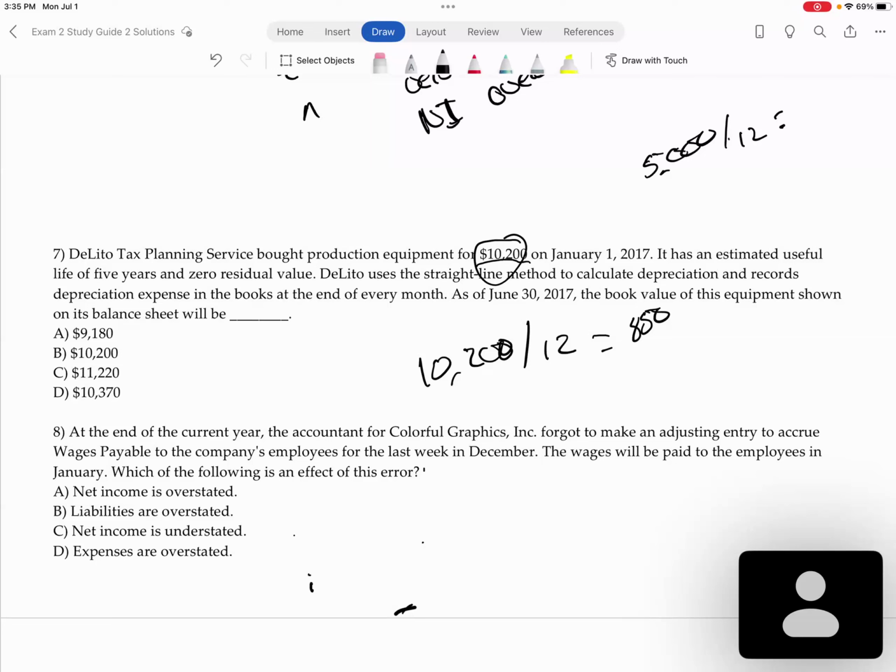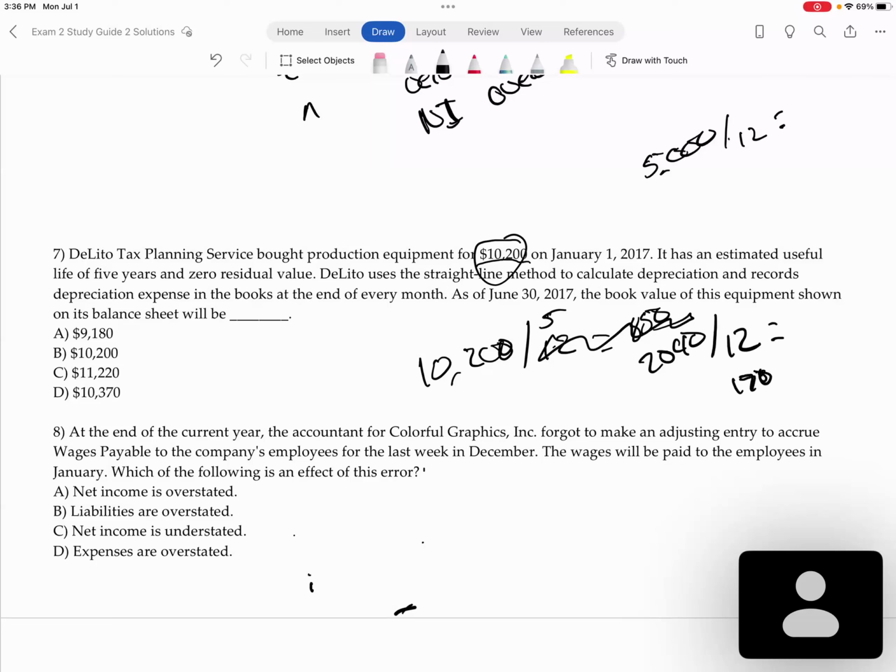Timeout. No, timeout. I screwed this up. Start over here. Okay, so 10,200. Its useful life is 5 years. That gets the annual depreciation. Sorry, I screwed this up. Okay, so 10,200 divided by 5. That gives us our annual, 2,040. Okay, that gives us our annual depreciation, but then we need to get our monthly depreciation. So 2,040 divided by 12. So now we get 170 per month.